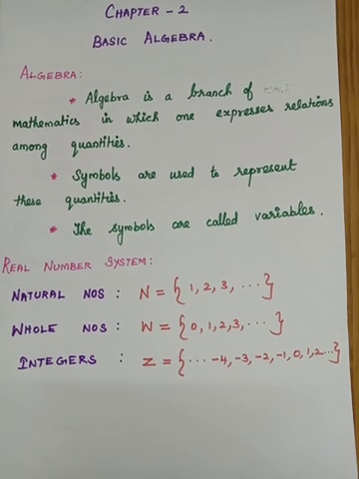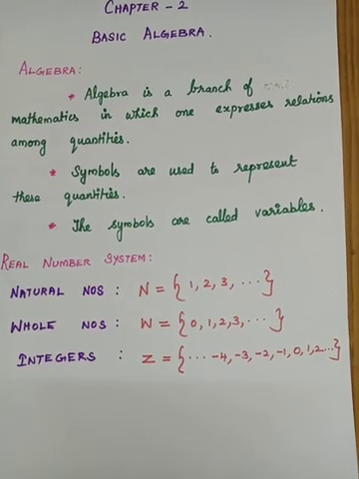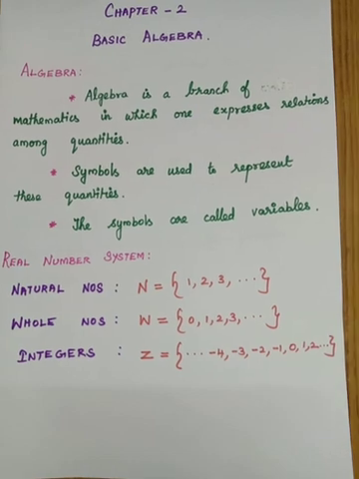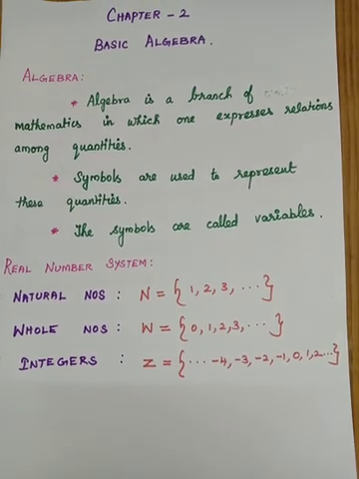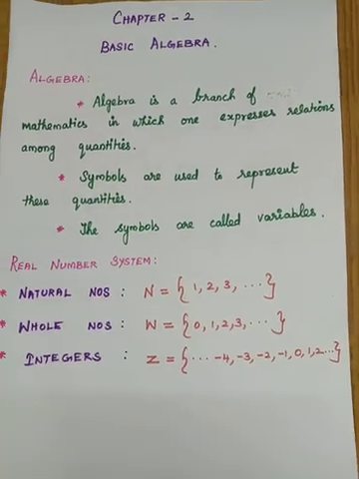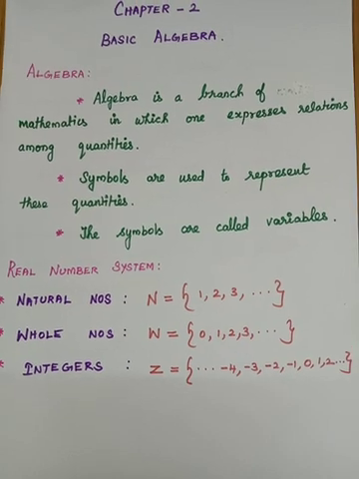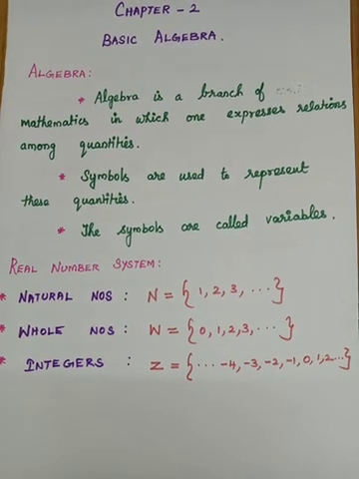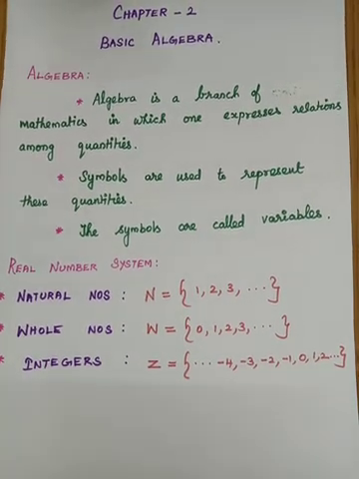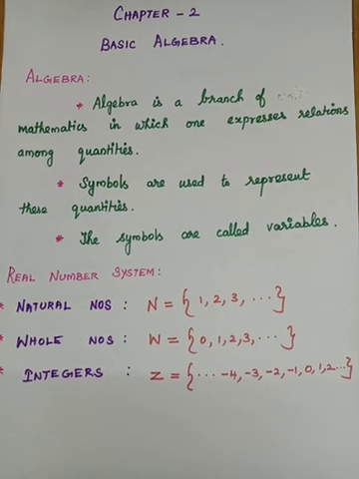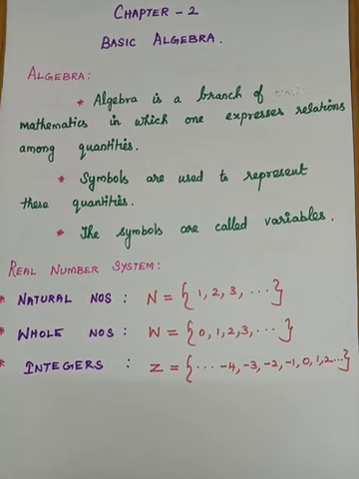For example, I'll take a simple relation, 2x is equal to 1. So in this relation, the symbol, that is the variable, is x. So that relation, the study of relation, is called algebra.